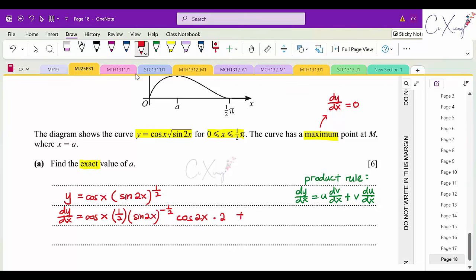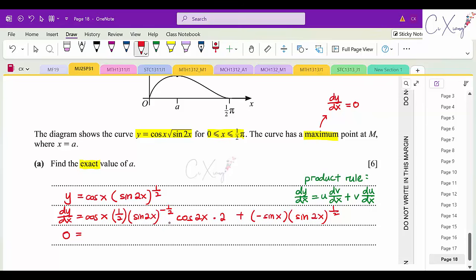Then this is copy the first bracket, differentiate the second. Now I want to differentiate the first bracket, copy the second. Differentiate the first bracket, which is cos: differentiate cos, you have negative sine. Then I copy the second bracket, (sin 2x) to the power half. Okay, so next step, you let dy/dx equal to 0, then you simplify the terms that you have here.